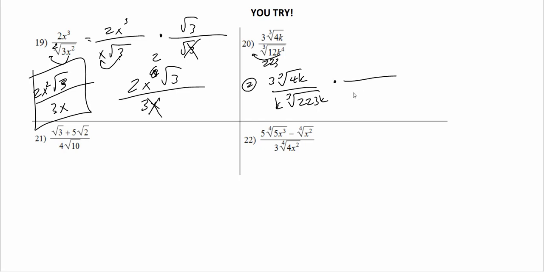Times, now let's multiply to get rid of my 2's and my 3's and my k's on the inside. So how many 2's do I need? Well, I need 1 more 2. How many 3's do I need? I need 2 more. How many k's do I need? I need 2 more k's as well. That means the same goes for the top.